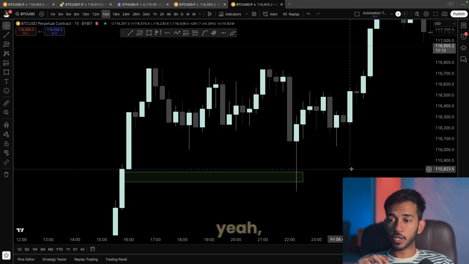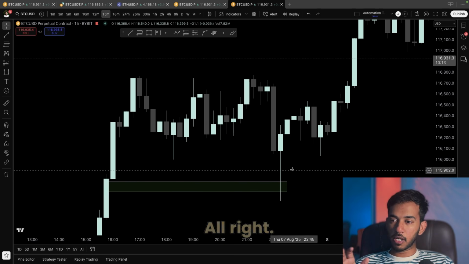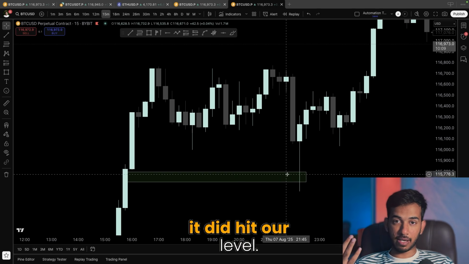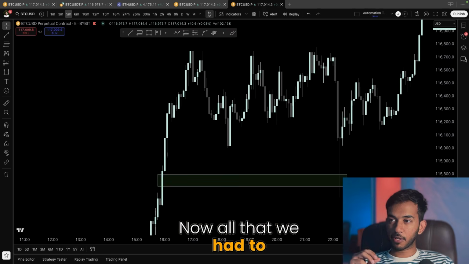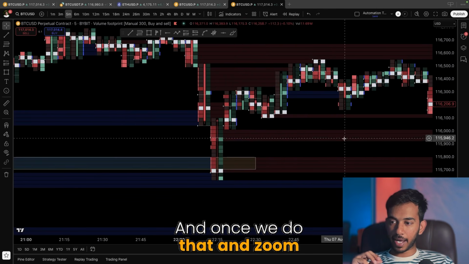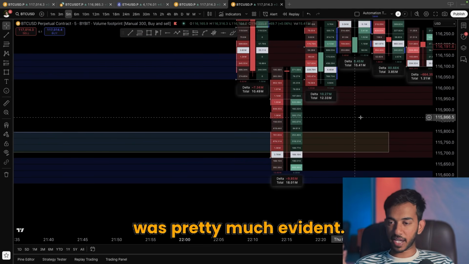So here what we could have done is, we could have easily marked this particular level. And as soon as the price started to go in our favor, it did hit our level. So we had this particular level marked. Now all that we had to do was quickly turn on the volume footprint, and once we do that and zoom in a bit, what we could have spotted here was pretty evident, pretty easy.